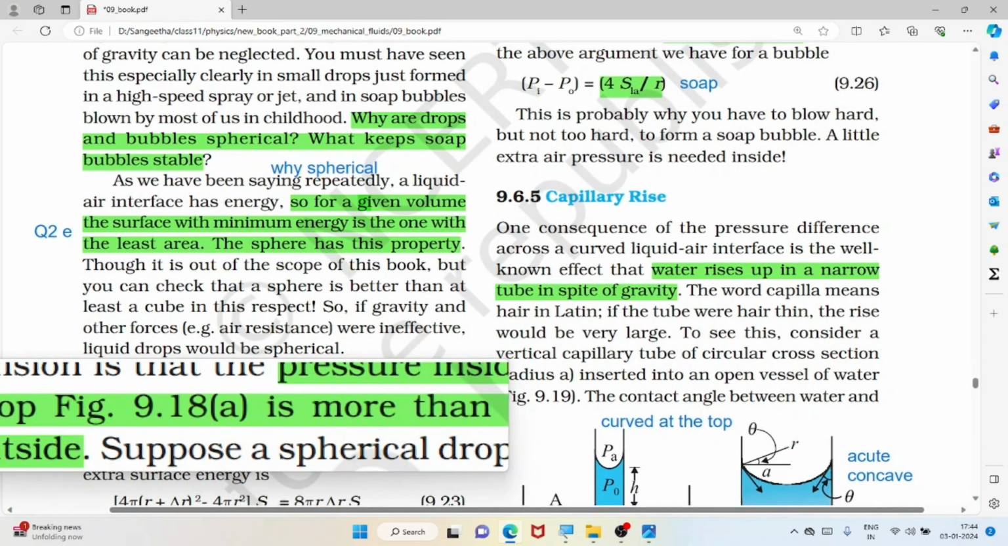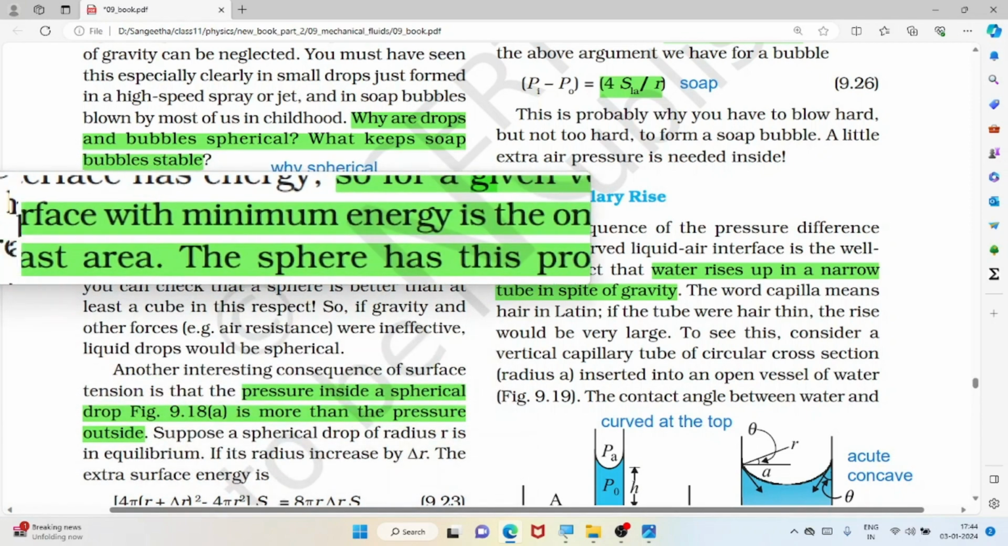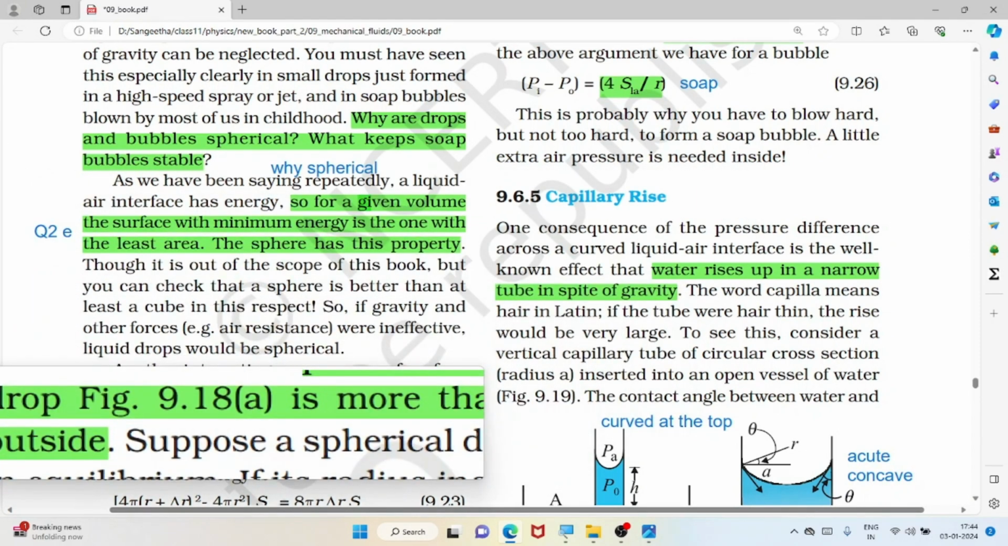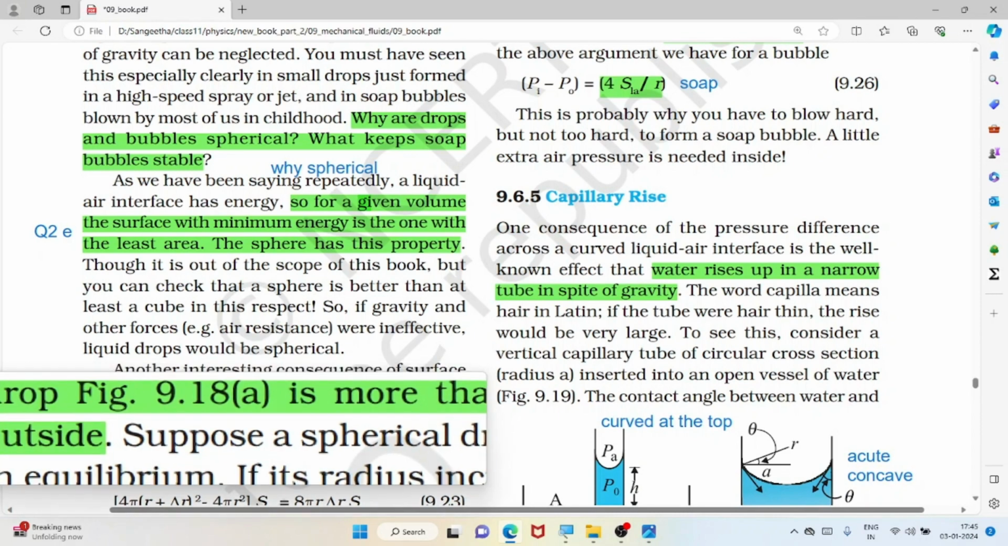Drops and bubbles. So why bubbles? They have a spherical shape. For a given volume, the surface with minimum energy is the one with the least area. The sphere has, for a given volume, the least area. That is why droplets and bubbles have a spherical shape.